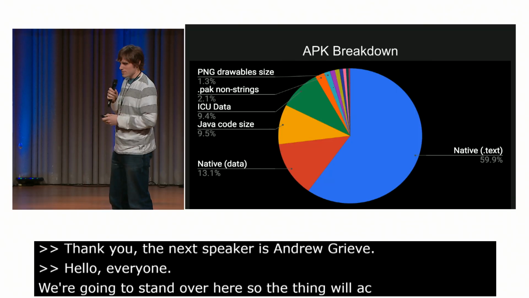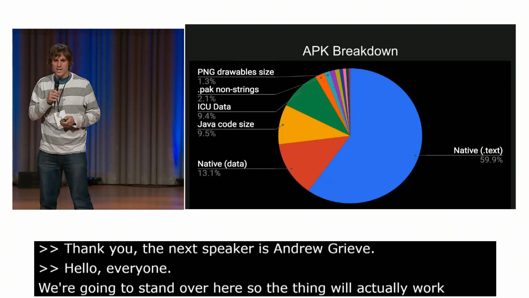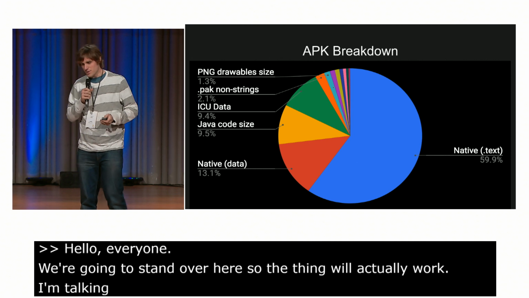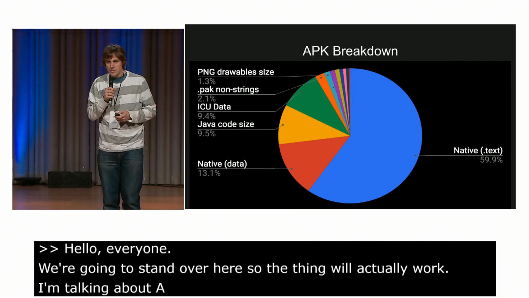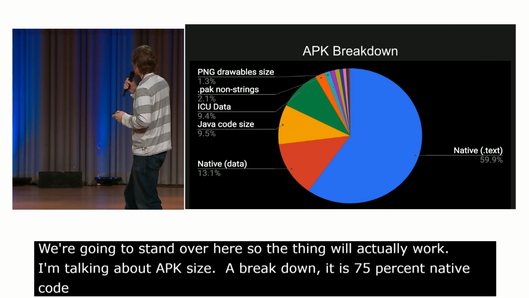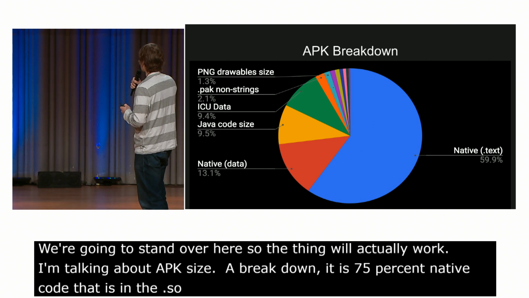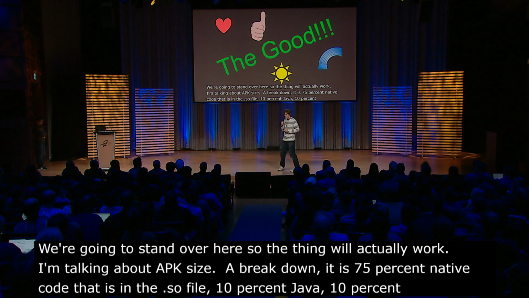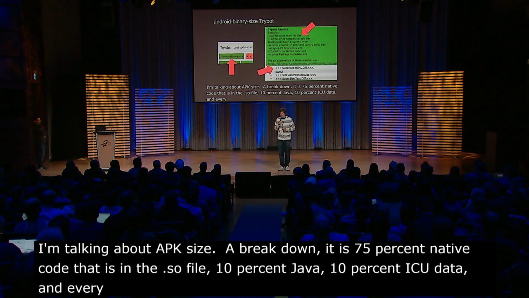Cool. So I'm talking about APK size. That's our binary size on Android. I'll start with just a breakdown. It's 75% native code, or code that's in the .so file, 10% Java, 10% ICU data, and everything else is really small.